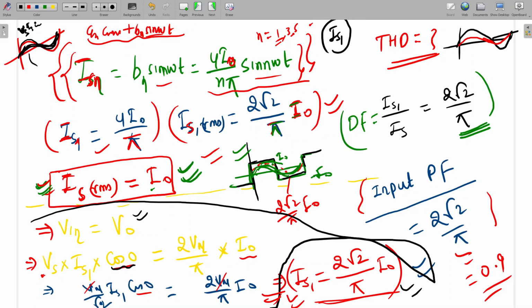And output real power in case of this constant value will be V average into I average. So from here we are getting the same thing, 2 root 2 by pi into I naught. Same thing we have derived here also. We can get the same thing by power balance. Is it clear?